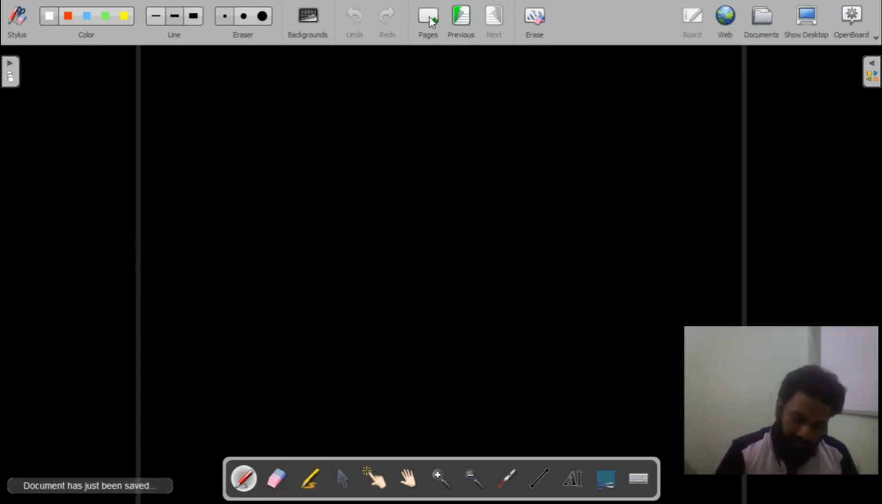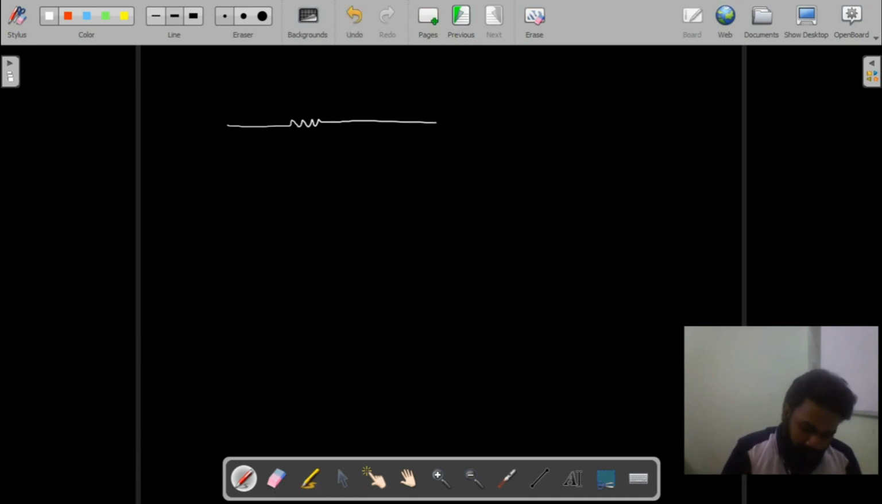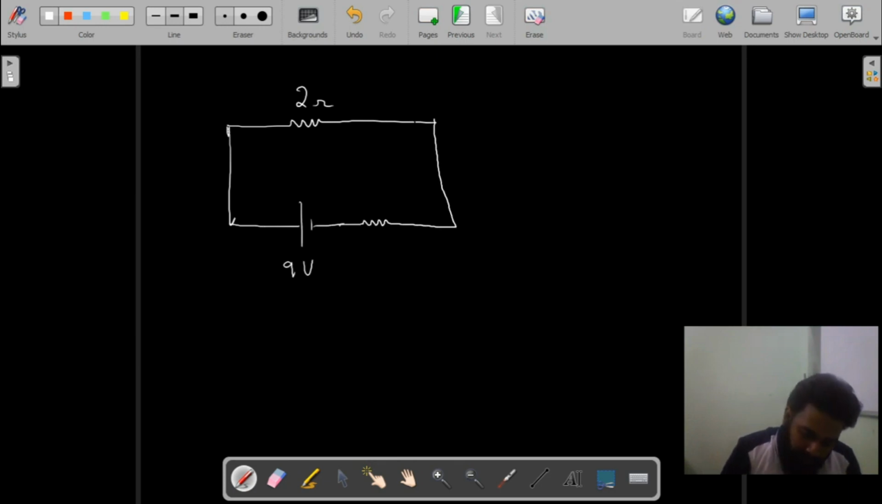So if we redraw the circuit, this is the resistance. What was the resistance value? 2 ohm. And it was a 9 volt cell, and we mark the small internal resistance also. Suppose the internal resistance is 1 ohm, small r is equal to 1 ohm, capital R is 2 ohm. Now let us check what is the equivalent resistance.